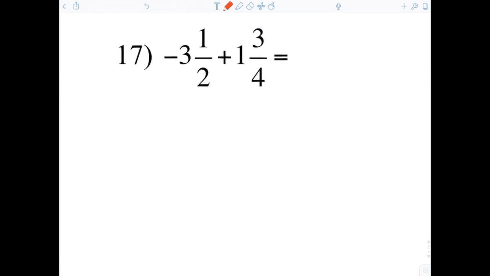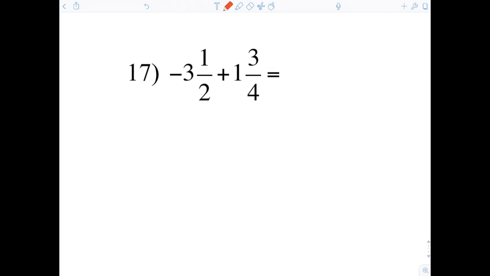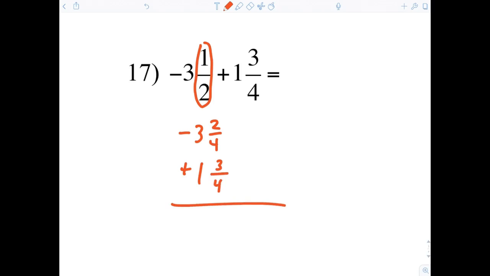Uh-oh. Now, I want everybody to look at these numbers. Are we adding or subtracting? We're subtracting because one's negative and one's positive. All right? What would be the common denominator here? 4. 1/2 is how many fourths? 2/4. So -3 and 2/4 plus 1 and 3/4.